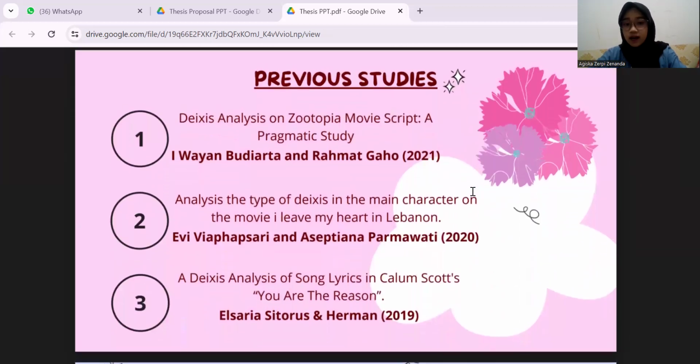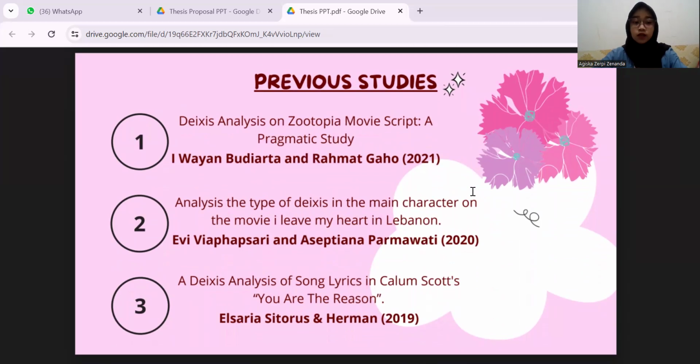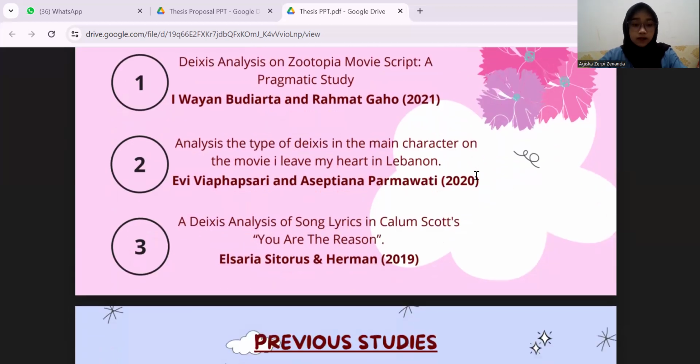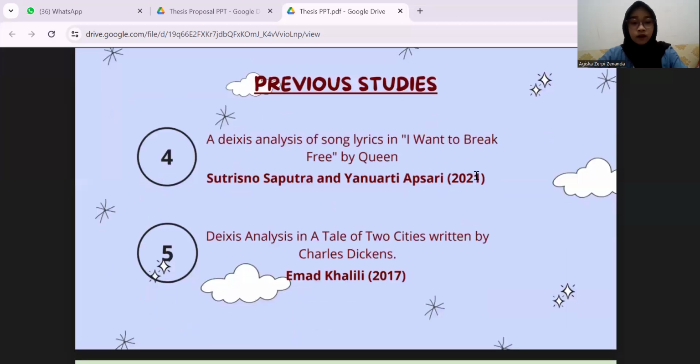And for the previous studies, I put five previous studies. The first one is Deixis Analysis on Zootopia Movie Script, a pragmatic study written by Iwayan Budiarta and Rahmat Gaho. The second one, entitled Analysis of the Type of Deixis in the Main Character on the Movie I Leave My Heart in Lebanon, written by Evi Via Hapsari and Aseptiana Parmawati. The third one is a deixis analysis of song lyrics in Callum Scott's You Are the Reason, written by Elsaria Sitorus and Herman.